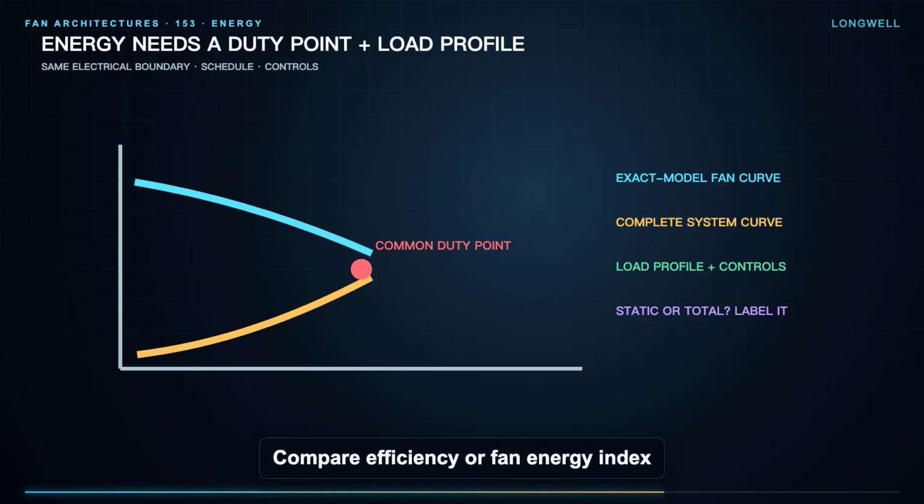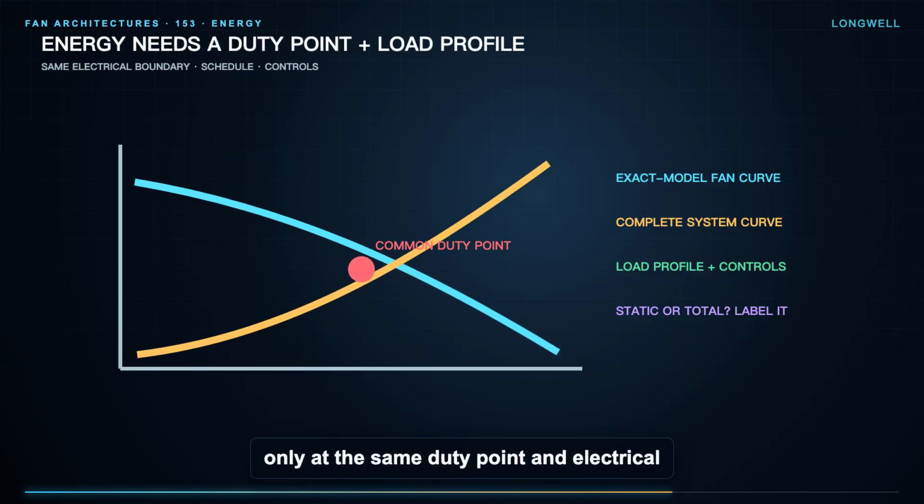Compare efficiency or fan energy index only at the same duty point and electrical boundary. Annual energy also needs the operating schedule and control strategy. One peak efficiency value cannot describe a building or process that spends most hours at part load.